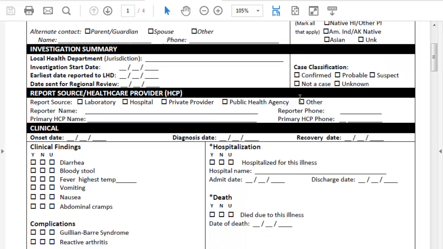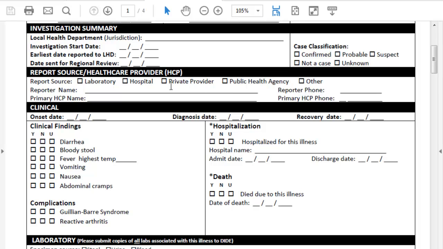Moving on to the investigation summary. Please enter the dates as requested. The next section of the form is the case classification section. This will be easier to complete once the clinical and laboratory sections are completed, so we'll come back to this in the next video segment.